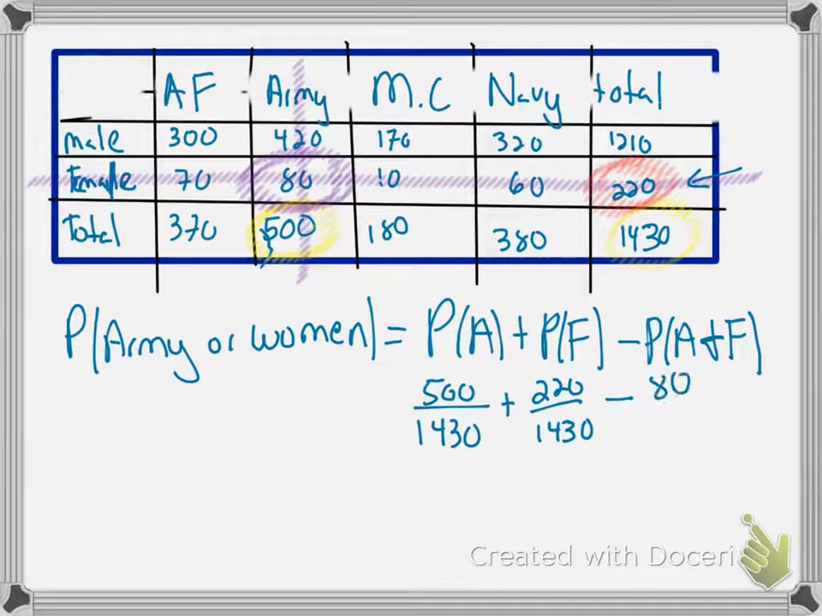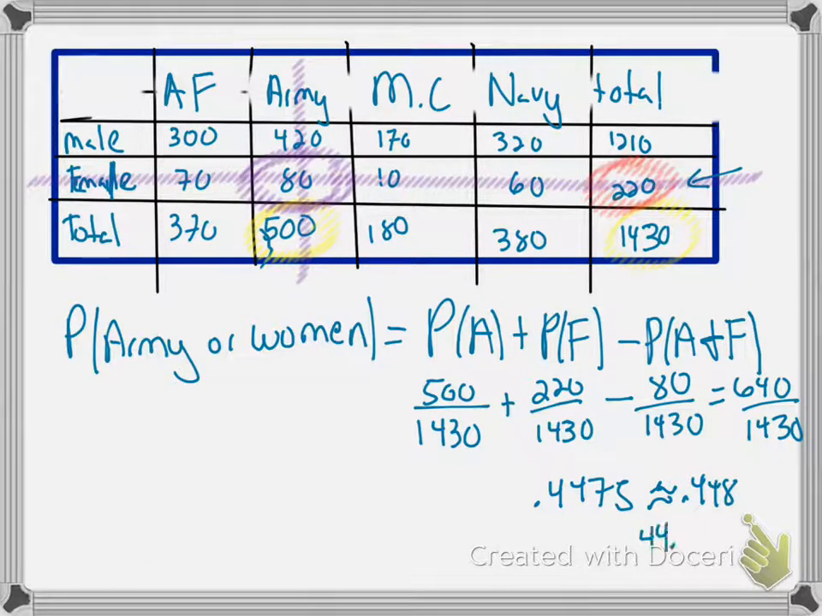So minus 80, for 640 over 1,430. Let's put that into my calculator. 640 divided by 1,430 gives me 0.4475. So approximately 0.448 or 44.8%. Okay, so that was your try it yourself. Let's go on to our last group.